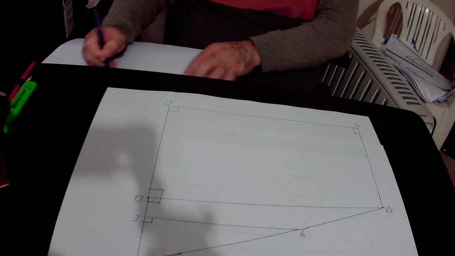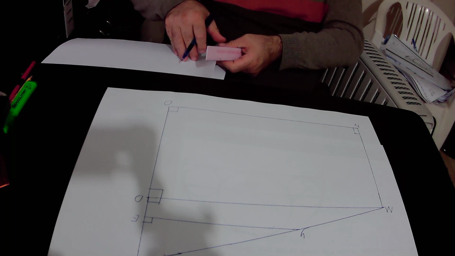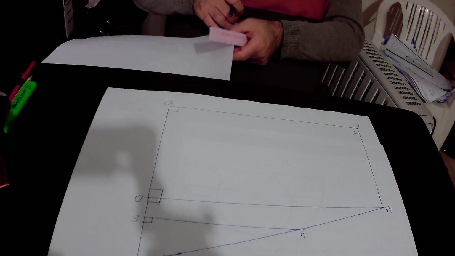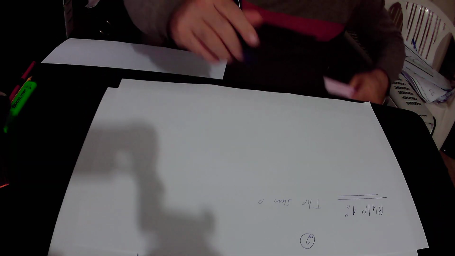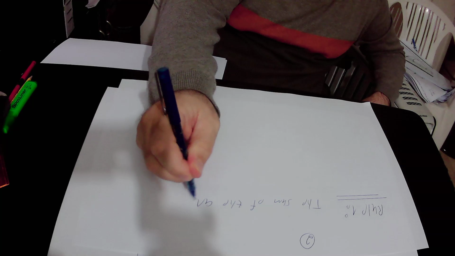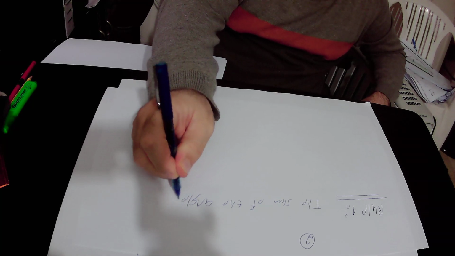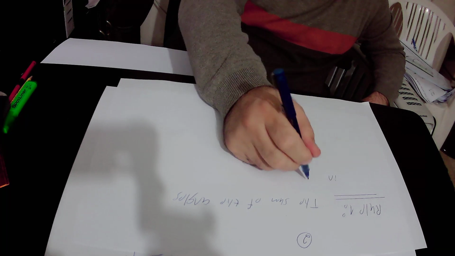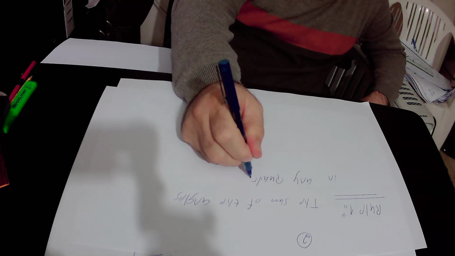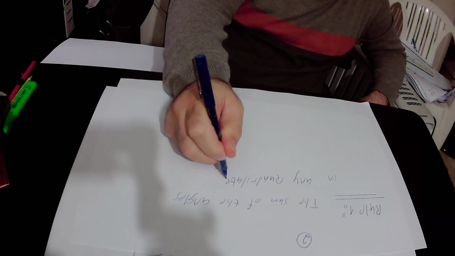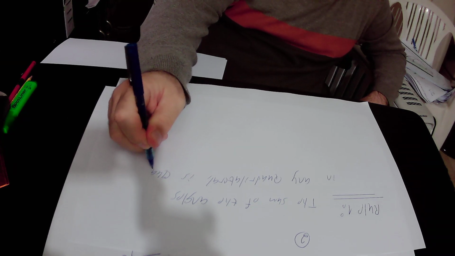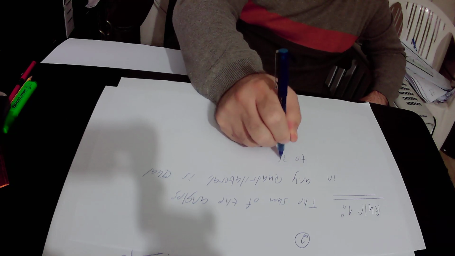The sum of the angles in any quadrilateral is equal to 360 degrees.